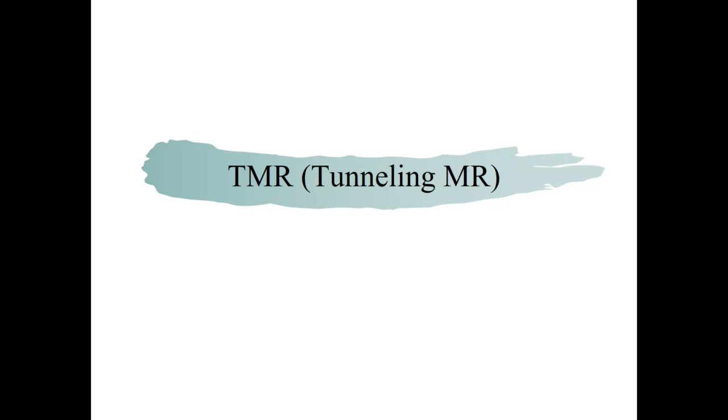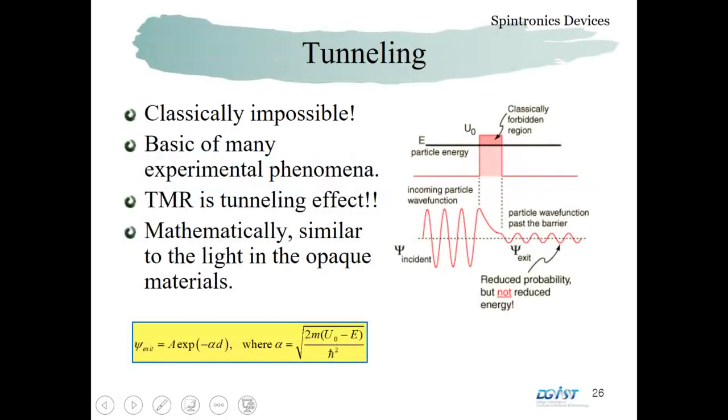Okay, then I'm going to move on to the TMR. Let's remind ourselves of the tunneling effect, which we already learned in quantum mechanics. The tunneling effect occurs when we have a very thin energy barrier. Quantum mechanically, even if the barrier height is large and the thickness is large, there is a finite possibility of tunneling. But if we play with a thin barrier of moderate height, the tunneling effect can be large. So it's very important.